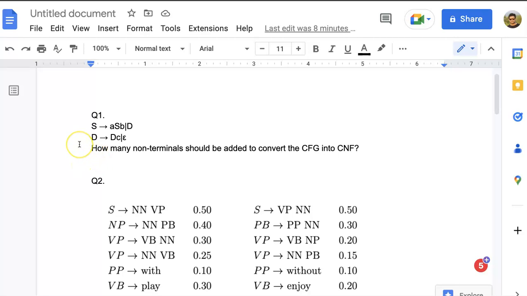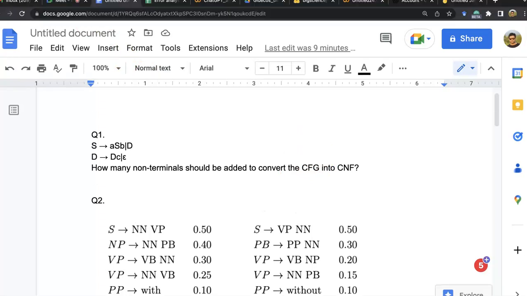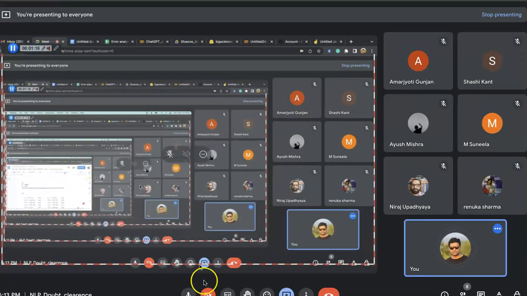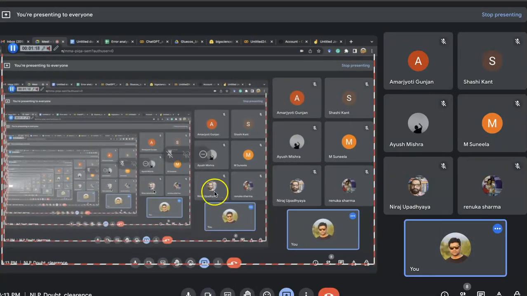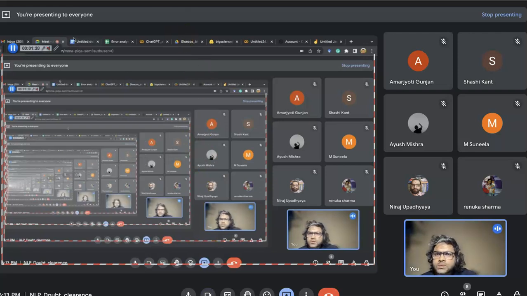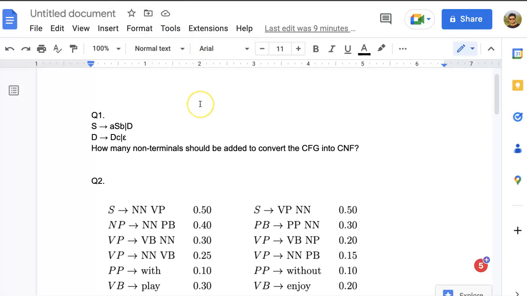So the first question is, we have a grammar. They have given a grammar: S to ASB, B to D, D to DC or epsilon, and asked how many non-terminals should be added to convert the CFG to CNF. Okay, so this is the question. So how to solve this question?